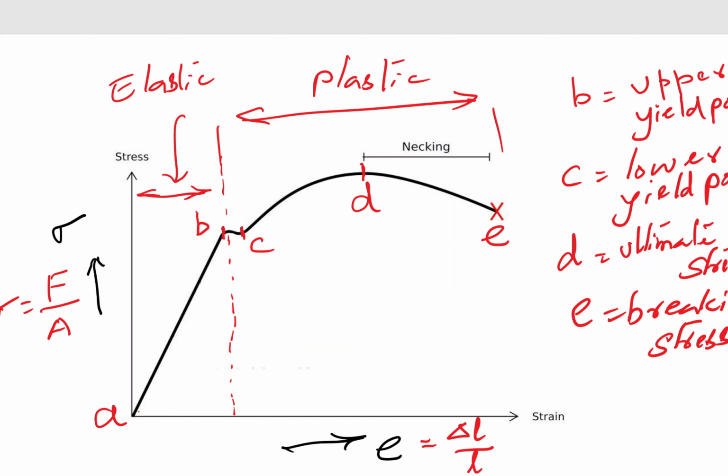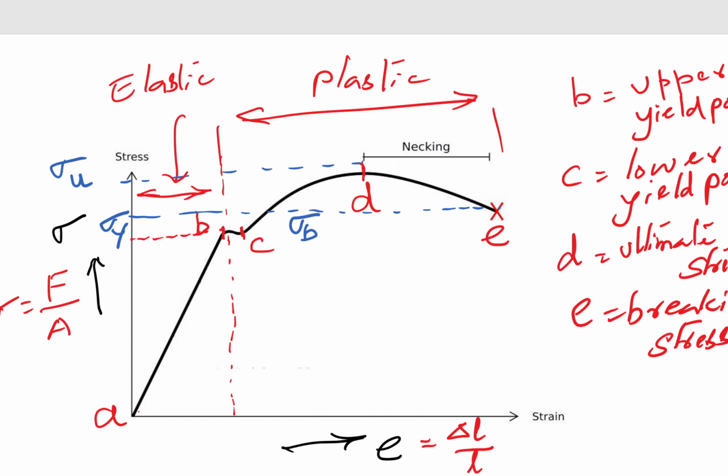So see here, if I come from here, if I start marking like this, I will mark it as sigma y. If I go here, I will mark it as sigma ultimate. Okay. From here, if I go, I will mark it as sigma. I will write it here. There is no space. Sigma B. That is breaking stress. Okay.